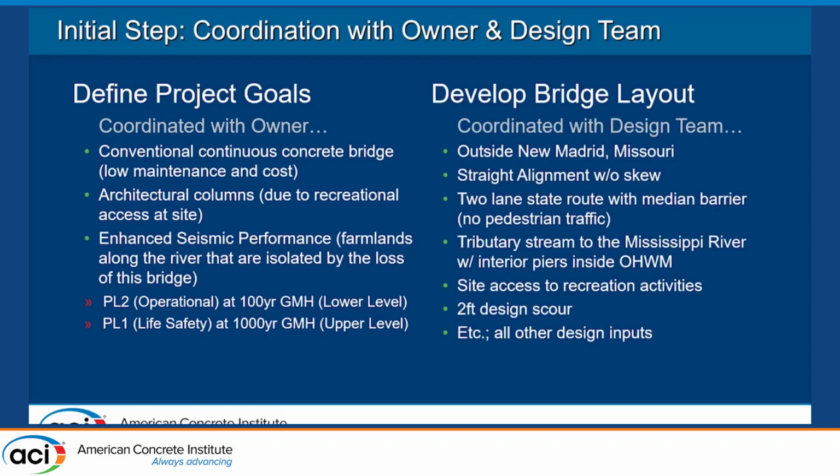So now we develop the bridge layout. We're in New Madrid, Missouri. We're on a straight alignment without any skew. We are a two-lane state route with median barriers, no pedestrian traffic. We have a tributary stream of the Mississippi River, and we have interior piers within the ordinary high water. So we have the site access to recreational activities already talked about. We have a 2-foot design scour below the creek and a whole bunch of other design inputs that come in on the civil side. We got to take care of all of these things. They don't just disappear, and we don't just worry about the earthquake.